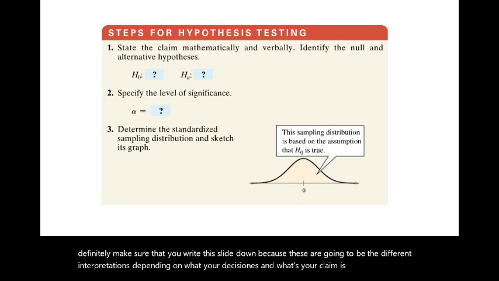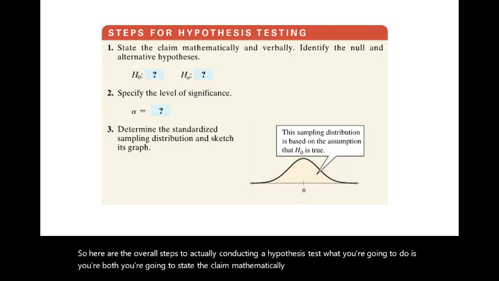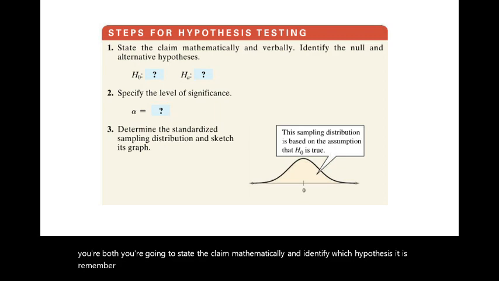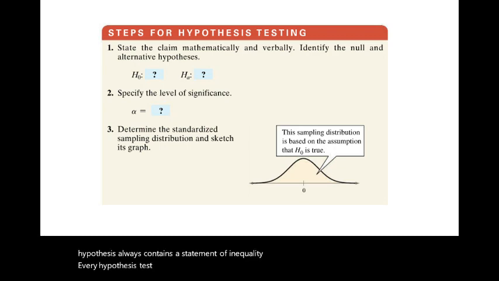So here are the overall steps to actually conducting a hypothesis test. What you're going to do is state the claim mathematically and identify which hypothesis it is. Remember, the null hypothesis always contains some sort of statement of equality. The alternate hypothesis always contains a statement of inequality. Every hypothesis test needs both, so once you figure out which one your claim is, you need to state its opposite to get the other hypothesis.